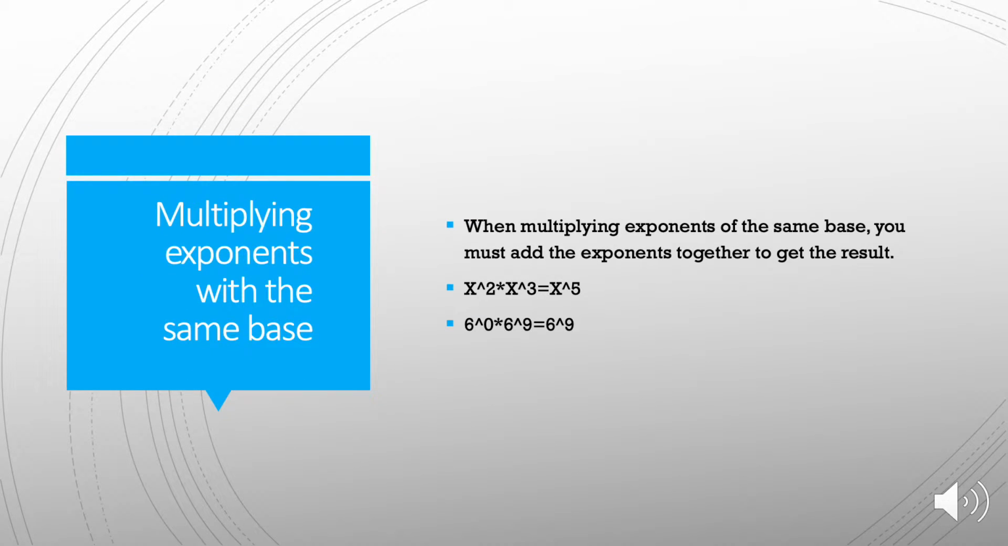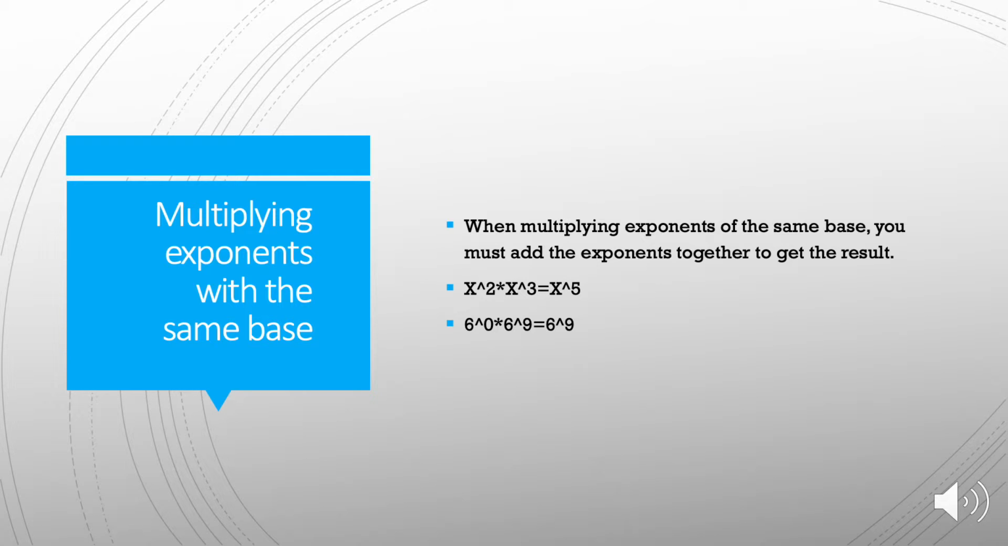How do you multiply exponents? Well, first, they have to have the same base, so they can't be like 5 to the power of 7 times 4 to the power of 6. That won't work. But you could do x to the power of 2 times x to the power of 3, which is the next example here. X to the power of 2 times x to the power of 3 equals x to the power of 5, because when you multiply powers of the same base, you add the exponents together to get the result.